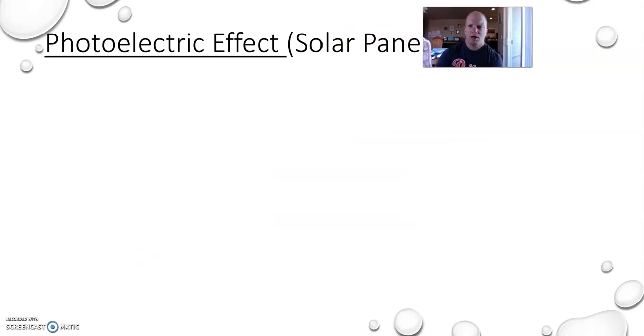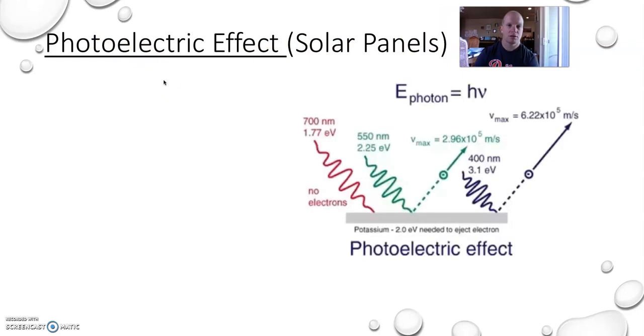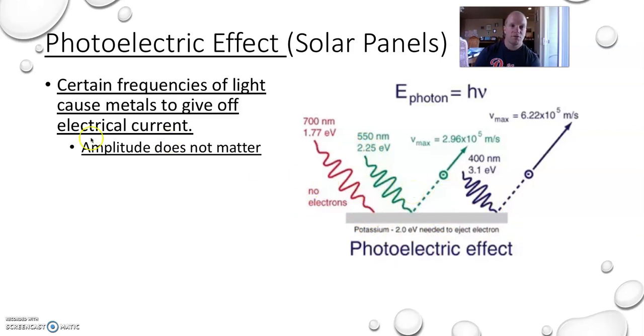So the first thing about light we need to know is something called the photoelectric effect. I want you to think of solar panels when you think of this. With light, if we have a piece of metal and we shine light on it, it gives off electrons sometimes. Well, when certain frequencies of light hit it anyway. If you notice here, it says frequencies of light. Amplitude doesn't matter. It doesn't matter how bright the light is, you guys. What matters is the frequency.